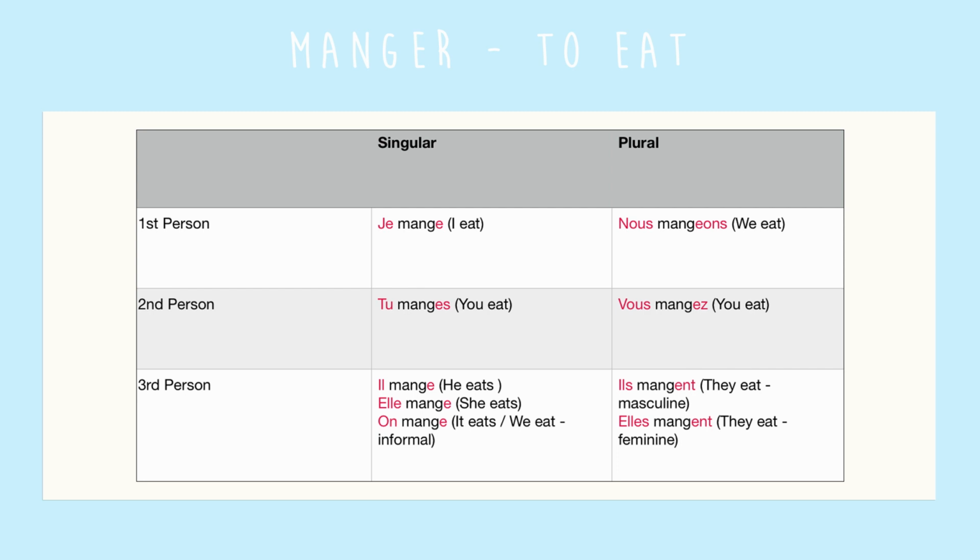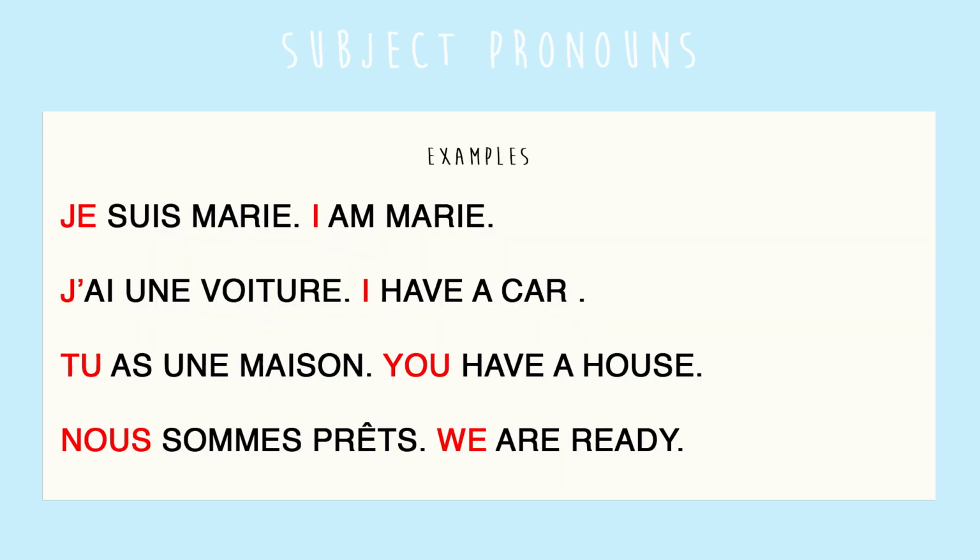Manger ends in ER. It's a first group verb, and the endings of manger, when conjugated, will follow the structure of the first group verb's endings. For now, just remember this rule. We will see in more details in another lesson how to conjugate each type of group verbs properly. Let's now see some examples on how to use the subject pronouns in sentences.